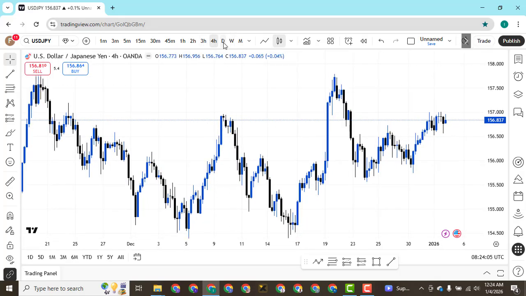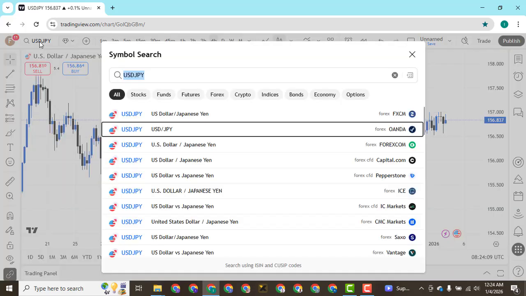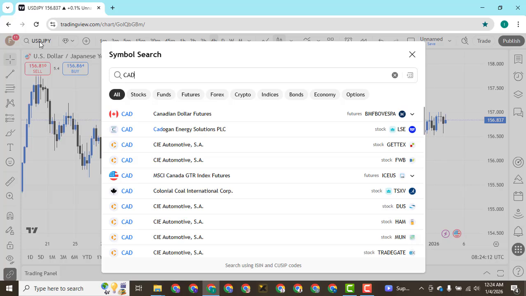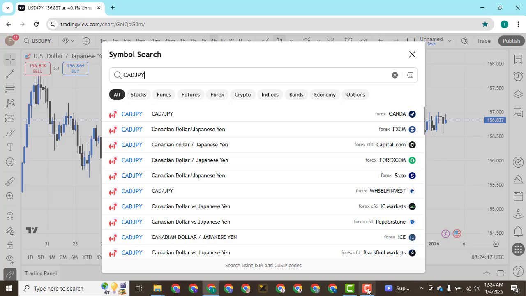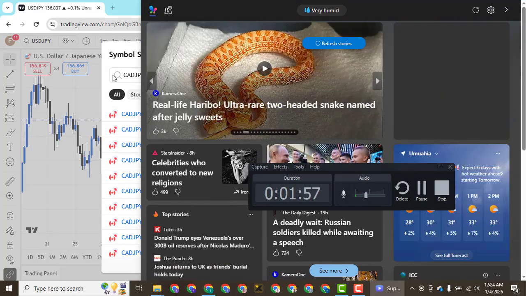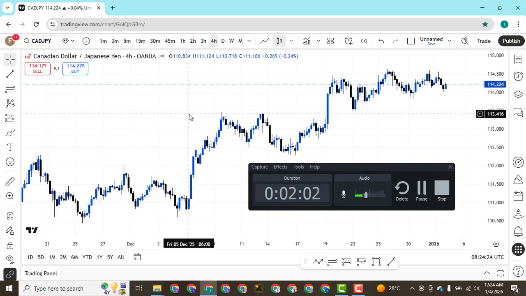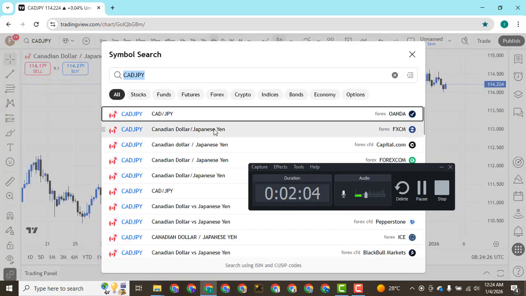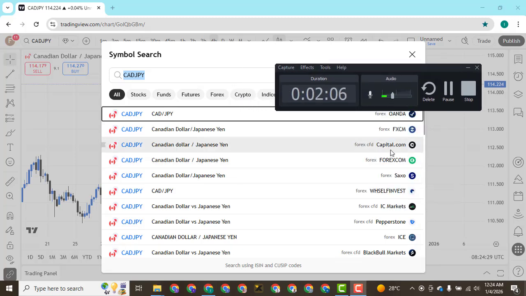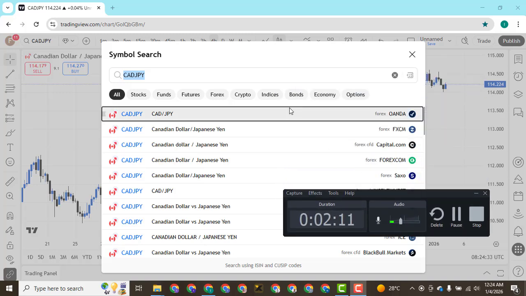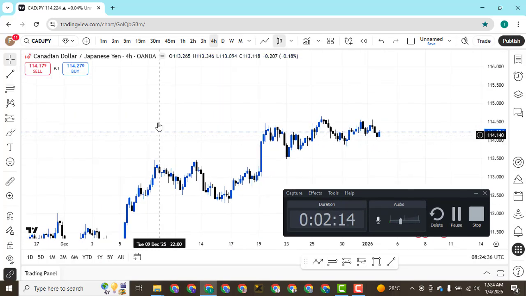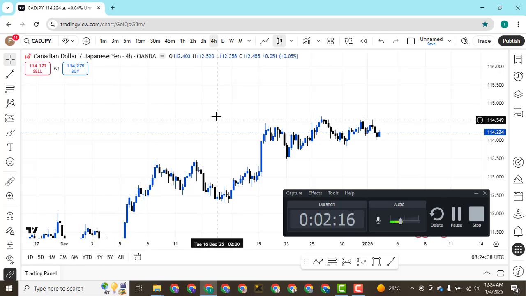So I'm going to start with CAD/JPY. I will start from the pairs that I feel are my favorite pairs. I'm using Oanda. I use Oanda, I use Forex.com, I use Capital.com, I use 8cap, but I normally use Oanda. So let's go with CAD/JPY.